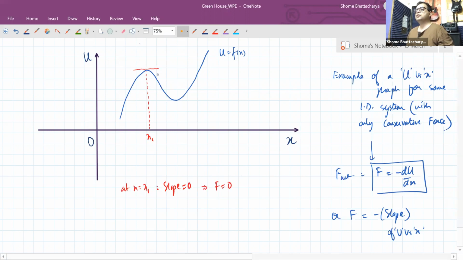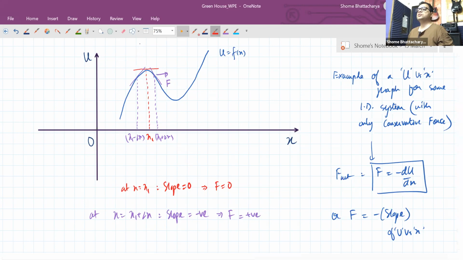But now see a point just beyond x1, at x1 plus delta x. You can see that the slope is negative. And see a point just before this, that is x1 minus delta x. Here you can see that the slope is positive. So at x equal to x1 plus delta x, the slope is negative. That means the force is positive. That means the force at this point is pointing away. It is positive. Whereas at this point the force is 0. At the equilibrium point the force is 0.